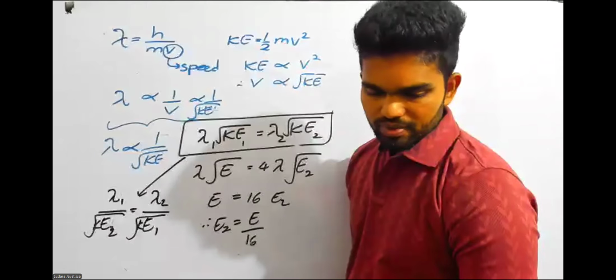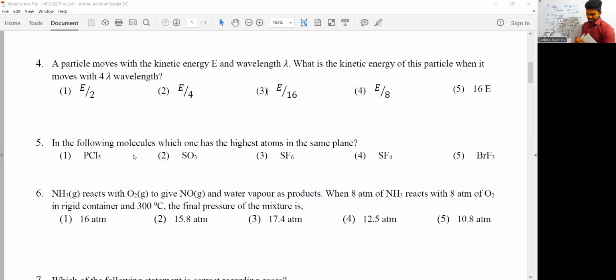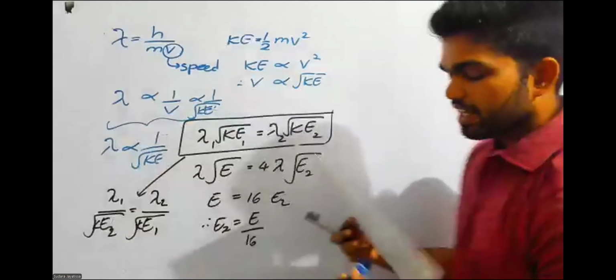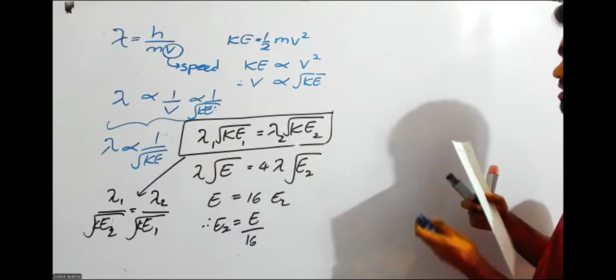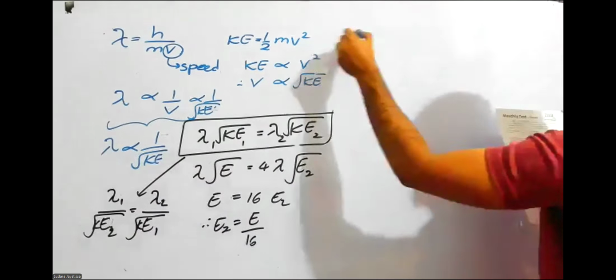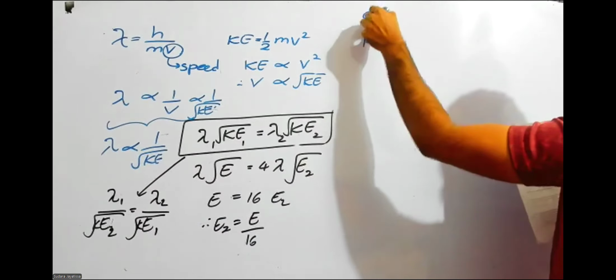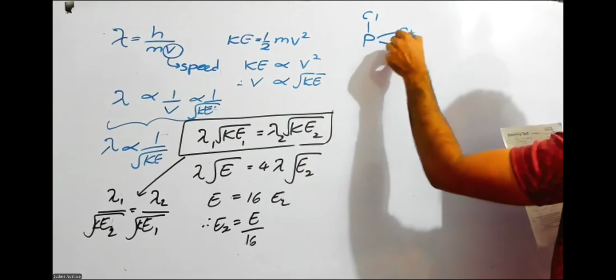Let's move into the fifth question. It is asking, in the following molecules, which one has the highest number of atoms in the same plane? There are 5 molecules. We'll draw all 5 quickly and find the answer. The first one is PCl5. In PCl5, it is a trigonal planar molecule.